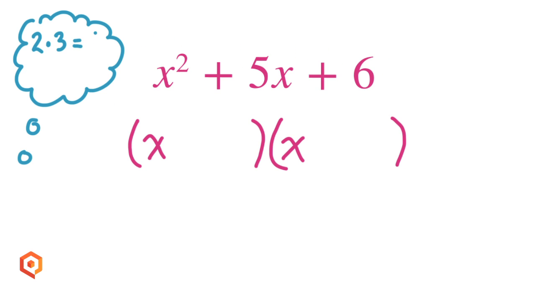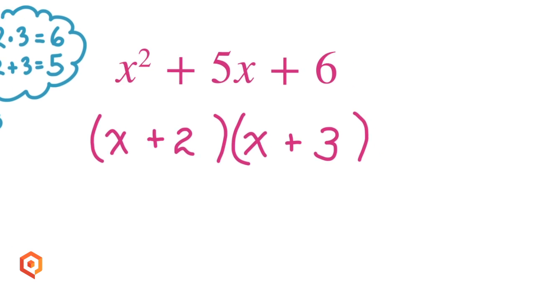Well, easy enough. 2 times 3 is 6. 2 plus 3 is 5. That's the quantity x plus 2 times the quantity x plus 3. To check that we've factored correctly, check that these binomials multiply to give the trinomial we started with.